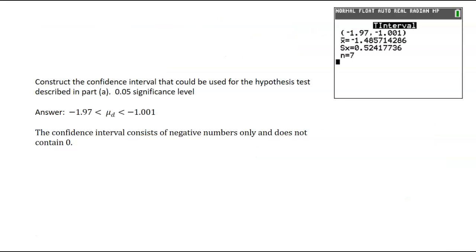Here, if we construct our confidence interval for this, then we're going to do another t-interval again for L3. On this one, we're doing the 0.05 significance level. So that means we would do 0.95 for our confidence interval, since it's a two-tailed test. And that gives me this. The confidence interval consists of negative numbers only and does not contain 0. Because it doesn't contain 0, we are saying that there is a difference between those.